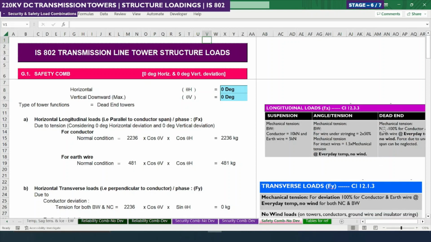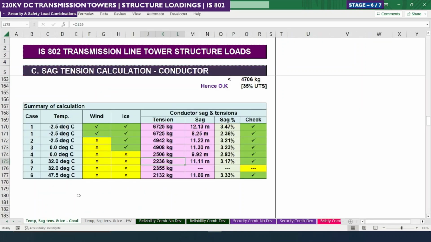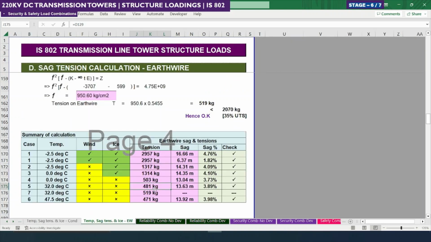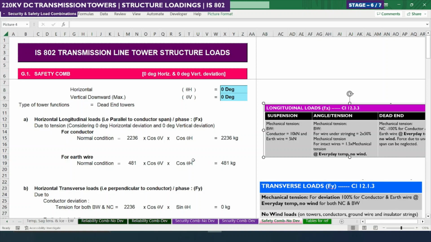So here you can see that for a dead-end tower normal condition we need to consider 100% of conductor and earth wire tension at everyday temperature and no wind cases. So we already calculated this conductor tension and earth wire tension. At everyday temperature it is again 2236 kg for conductor, and for earth wire it is 481 kg. So same thing we are applying here.